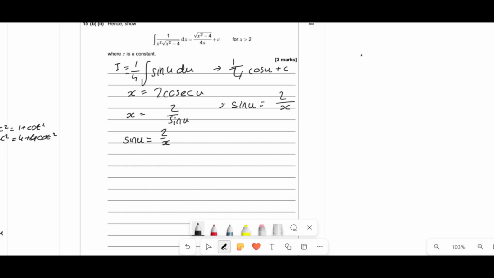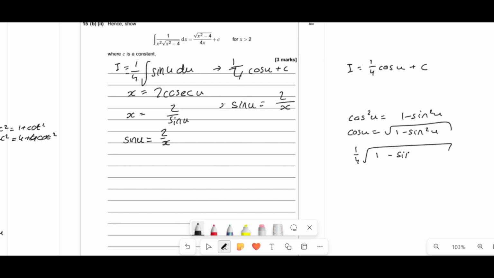So again, we've got 1 over 4 cos u plus c. That's our integral. So if I just focus in on the cos u, we could remember that cos squared u would equal 1 minus sine squared u. So cos u would equal the square root of 1 minus sine squared u. So that's that and that's that. Then I can go ahead and say, well, that's going to be a quarter times the square root of 1 minus sine squared u, plus c. That's our integral.